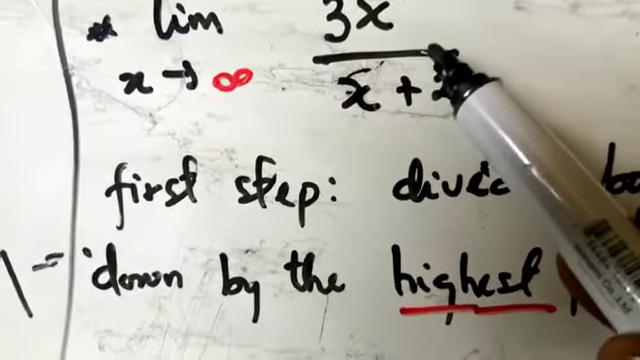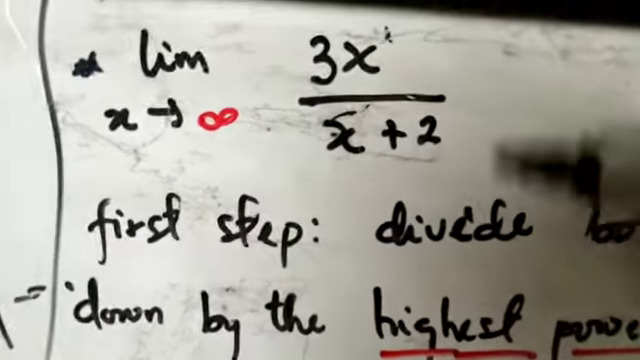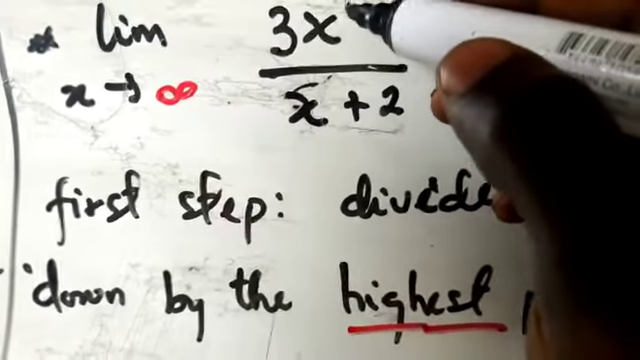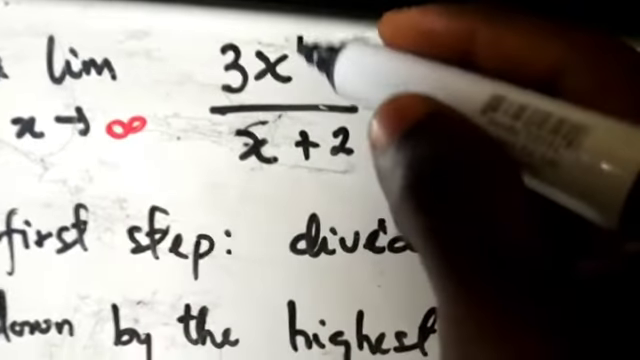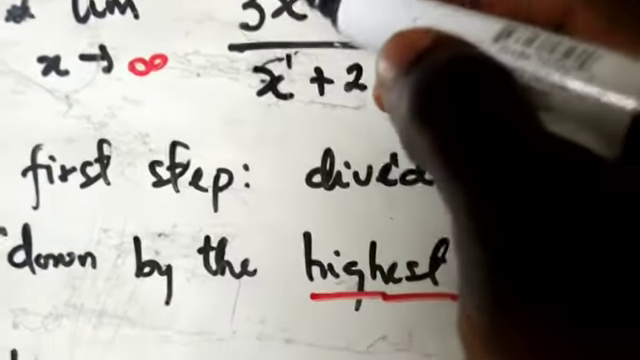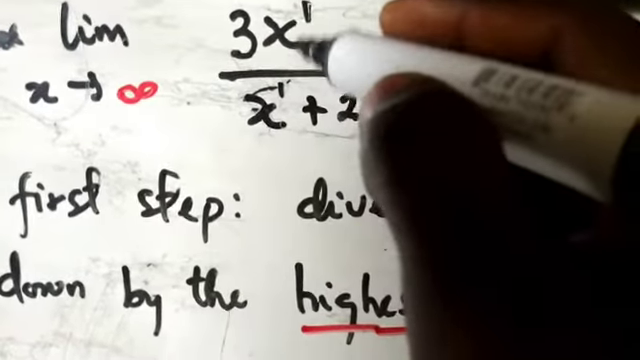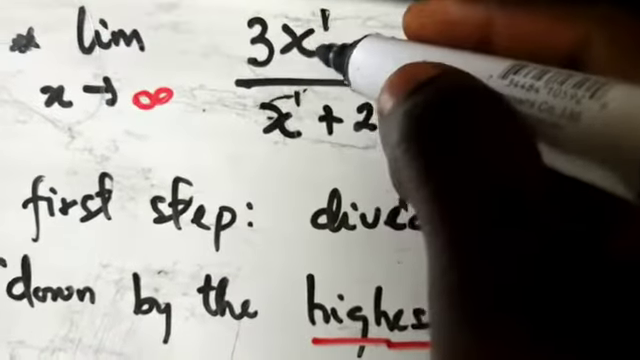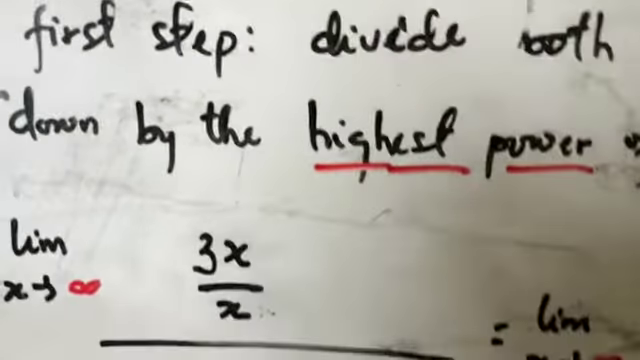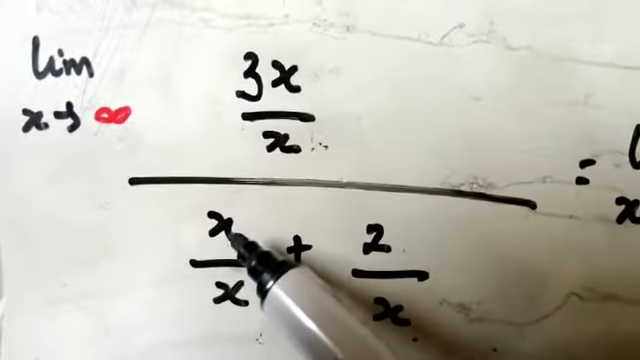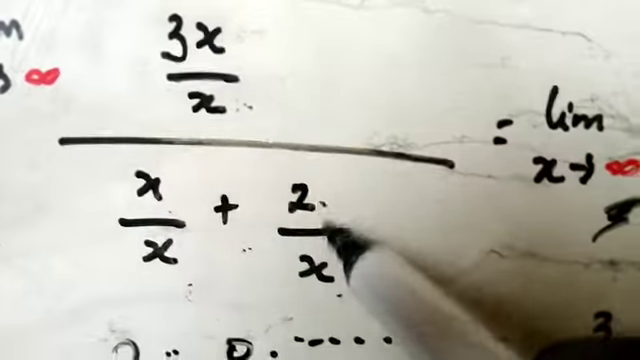The way of doing this is that you pick the highest power of x. What I mean by the highest power of x here is that you can see the exponent here is just 1, right? So the highest power of x here is 1 in this case. So we are going to divide everybody here by x, right? That is the highest power that we have here. So we are going to divide the top by x, and then you divide everything here: x over x, and then plus 2 over x.